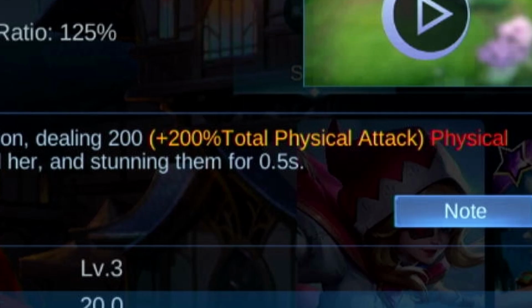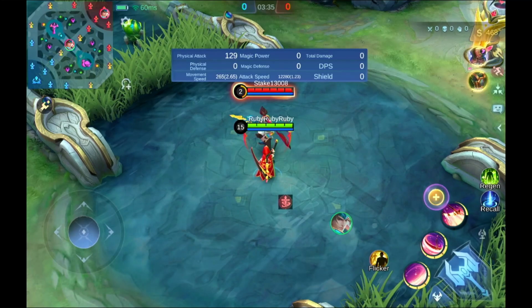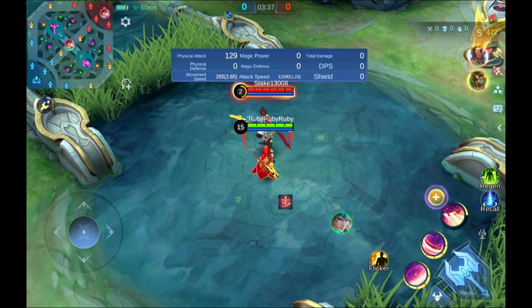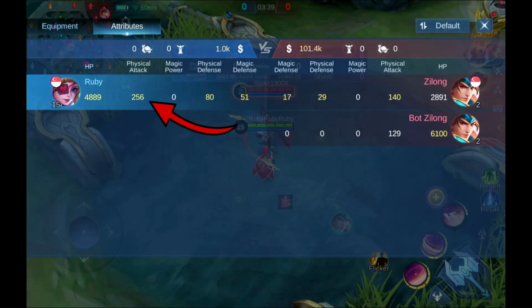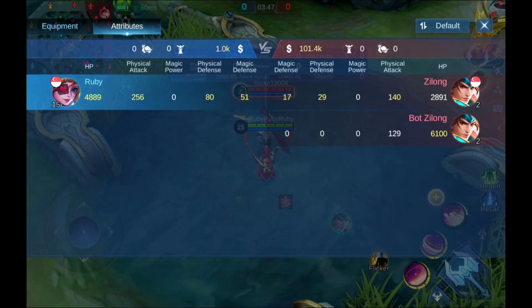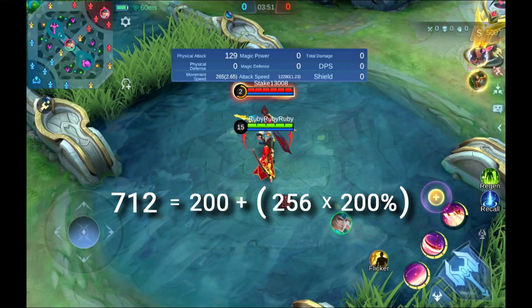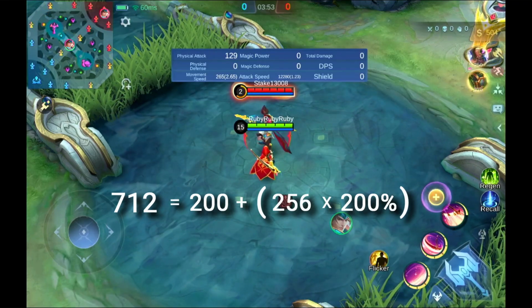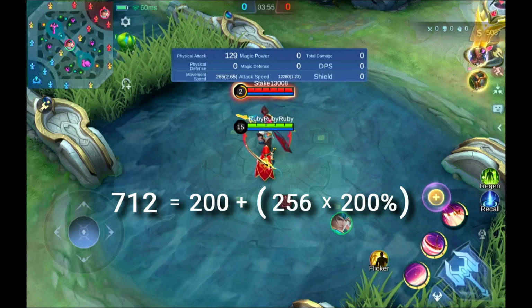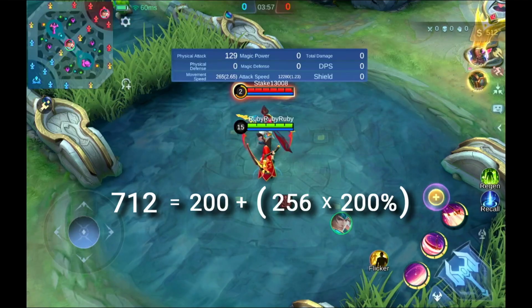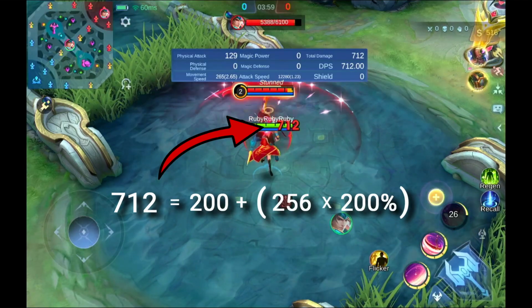So, to prove that the formula actually works, let's try this out on a damage bot in practice mode. Currently, our demo Ruby has 256 total physical attack, as we can see from the stats page here. So in theory, our level 1 ultimate will deal 200 base damage plus 200% of our total physical attack, which was 256. This gives us a total of 712 damage. As we can see, that's exactly how much damage it did. The damage calculation is working so far.